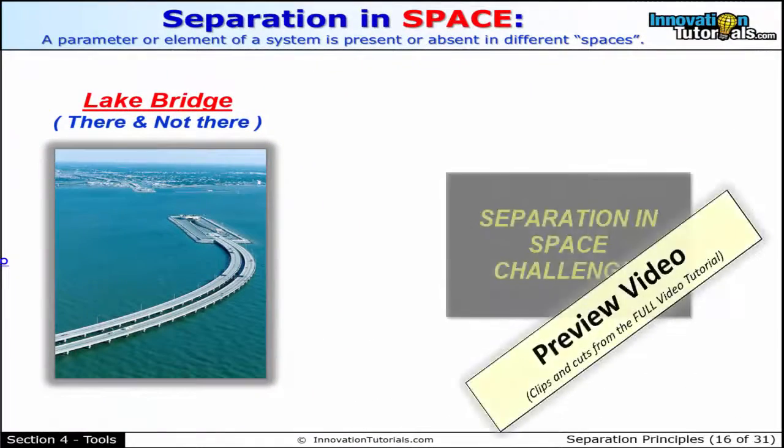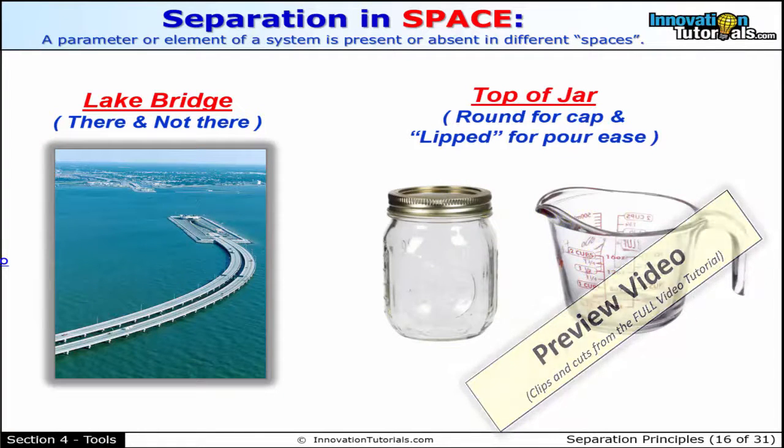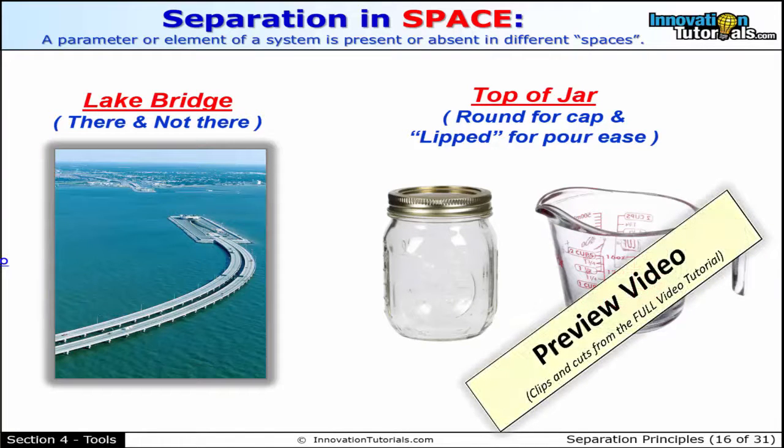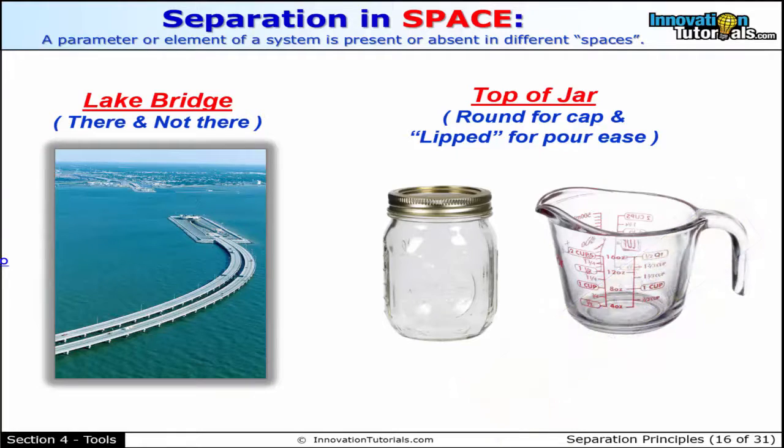So now I'm going to give you a little challenge. Let's see if you can figure this one out. So you want to create a jar. In the top of the jar, you want it round so you can screw a cap on it, but you also want it lipped so it's easy to pour out of that.